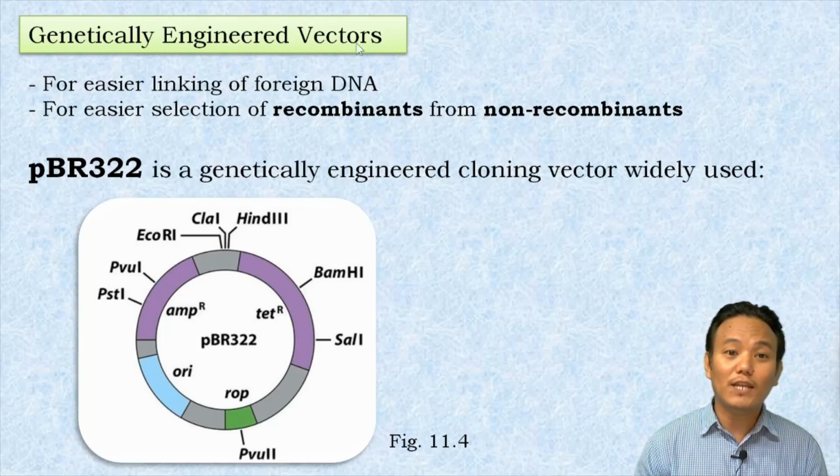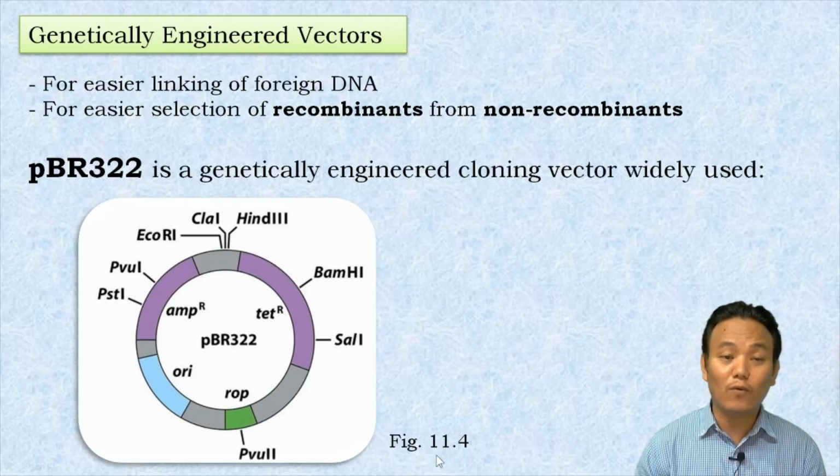One such genetically engineered vector is pBR322, right? It is widely used in different laboratories the world over. So pBR322 is the name of a genetically engineered cloning vector. This is the diagram of pBR322. It is given in your textbook on page number 199, figure number 11.4. You should practice drawing this diagram and try to understand it. Right, this is important from your examination point of view.